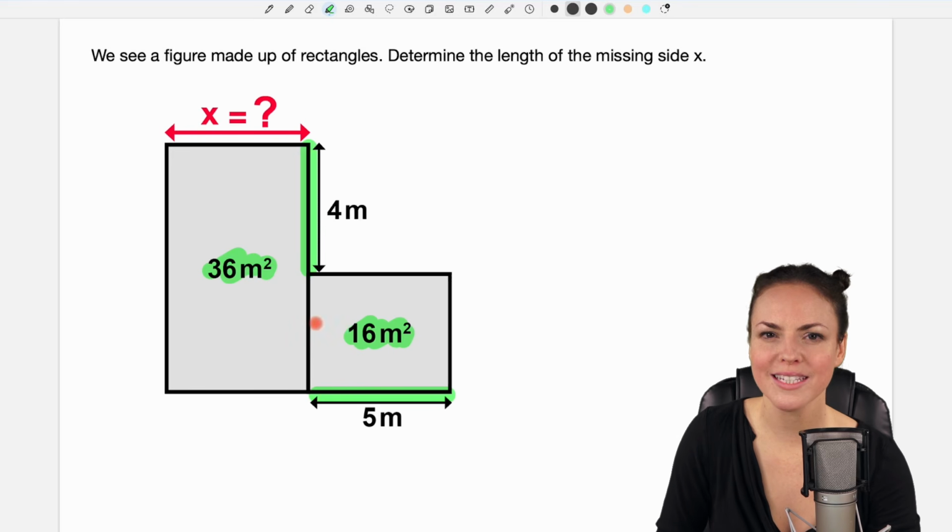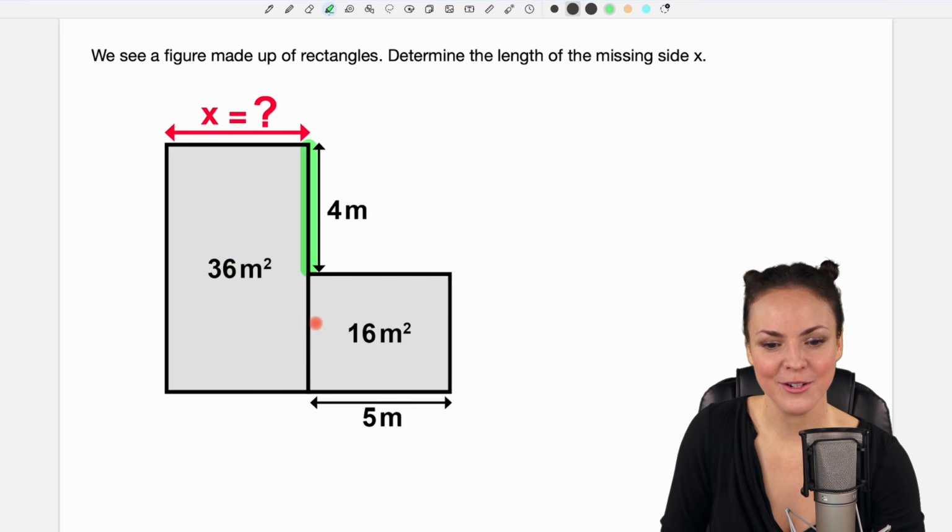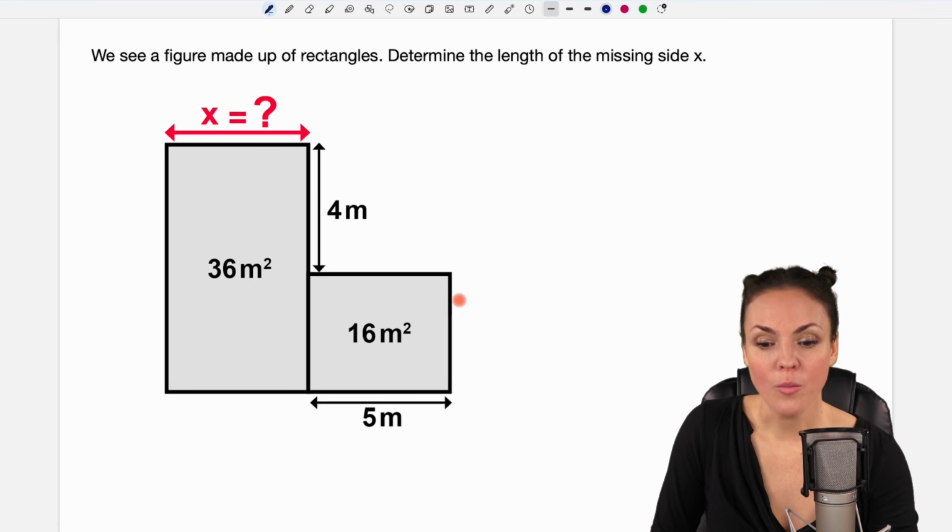The first method is a bit longer, but I think it's more intuitive, and the second is way shorter, but, well, it's not so easy to find in my opinion. Okay, the first method. The more we know about our rectangles, the better. So maybe we start here with a small rectangle.